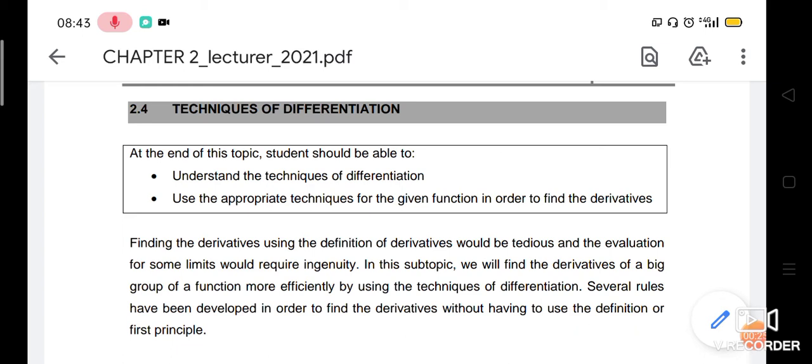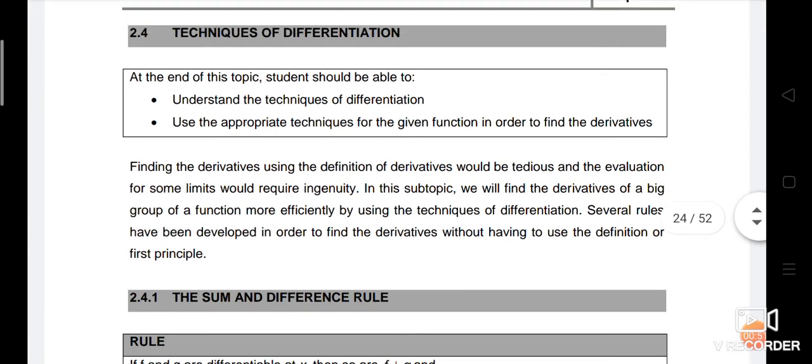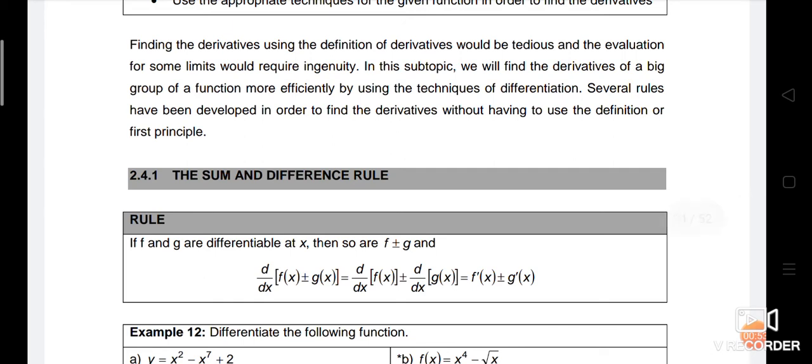Okay, so finding the derivative using the definition of derivative will be tedious and the evaluation for some limit will require ingenuity. In this subtopic, we will find the derivative of a big group of a function more efficiently by using the technique of differentiation. Several rules have been developed in order to find the derivative without having to use the definition or first principle. Okay, 2.4.1, the sum and difference rule.